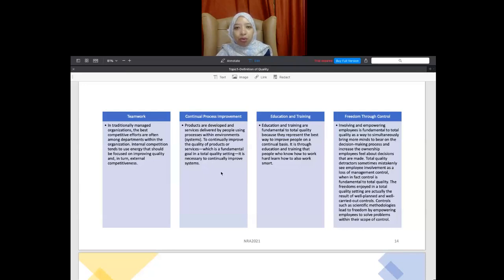And then for the freedom through control, we highlight the two elements, which are empowering employee and involvement of the employee. For involving employee, we encourage the employee to be with the employers. Macam kita bersama-sama membuat sesuatu perkara, because we want to achieve the target of the organisation. And then for the empowering employee, empower means you give more responsibility to the employee.